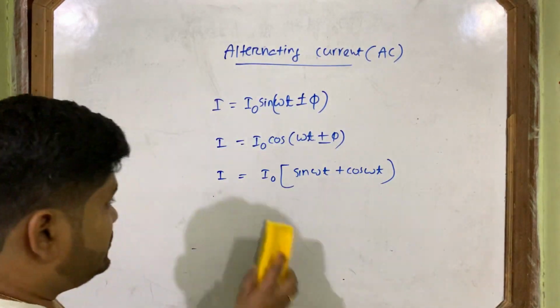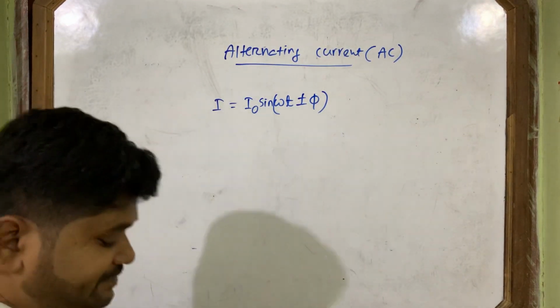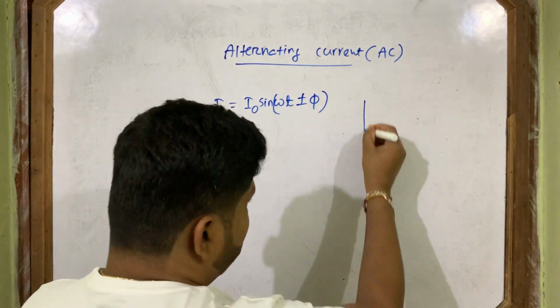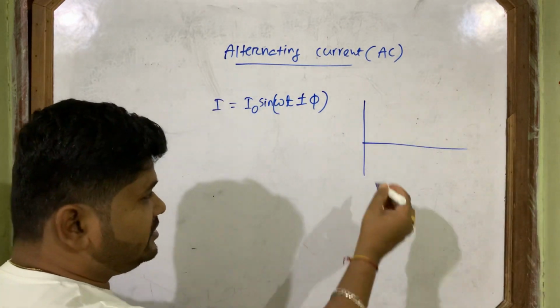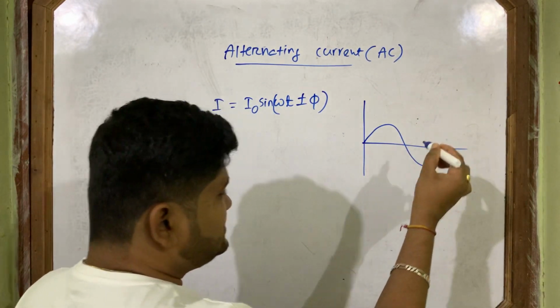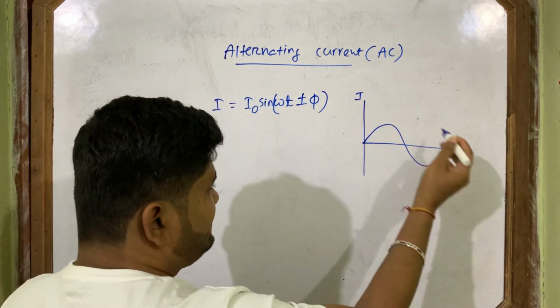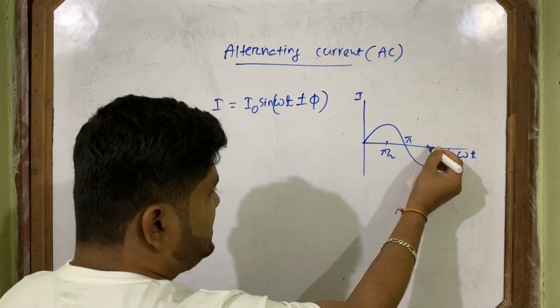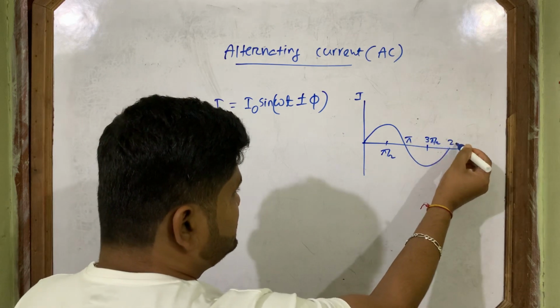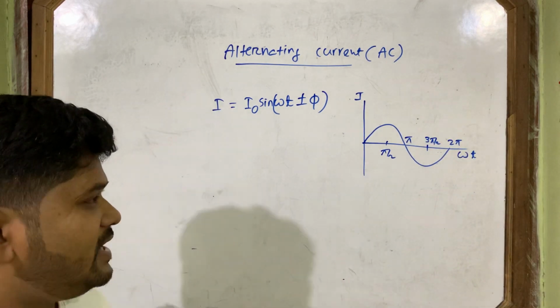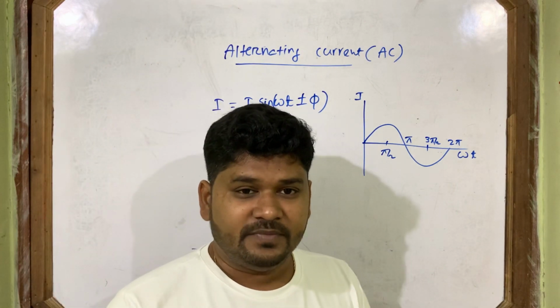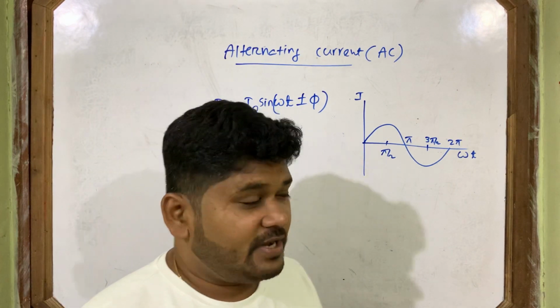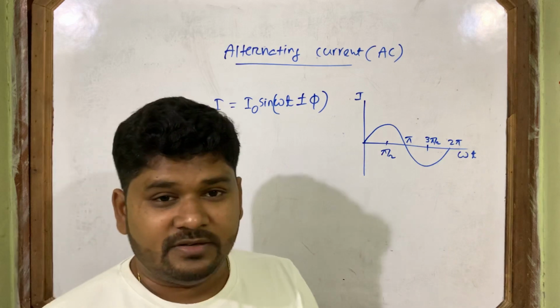And what about the graph? In the previous lecture I also drew the graph of this alternating current like this. This is I, this is omega t, so this is pi by 2, this is pi, this is 3 pi by 2, this is 2 pi. I drew the graph for this in the previous lecture. This is the graph of alternating current that I have drawn.